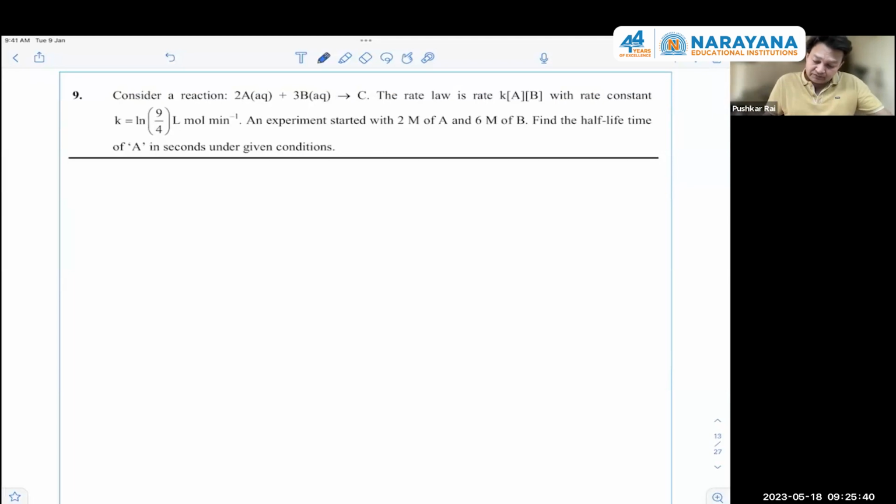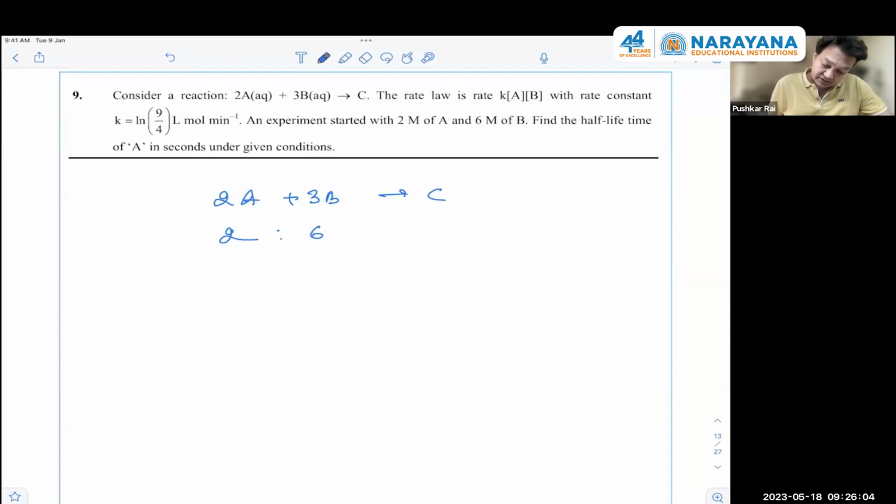The funda of this problem is that the stoichiometric coefficients are different. 2A plus 3B changing into C. And you see, the experiment started with 2 and 6. So perfectly all right. If this is 2 and this is 6, they are in stoichiometric ratio. And if they're in stoichiometric ratio, the problem is not going to give you any trouble. If they're not in stoichiometric ratios, then it is going to be a big, big problem.